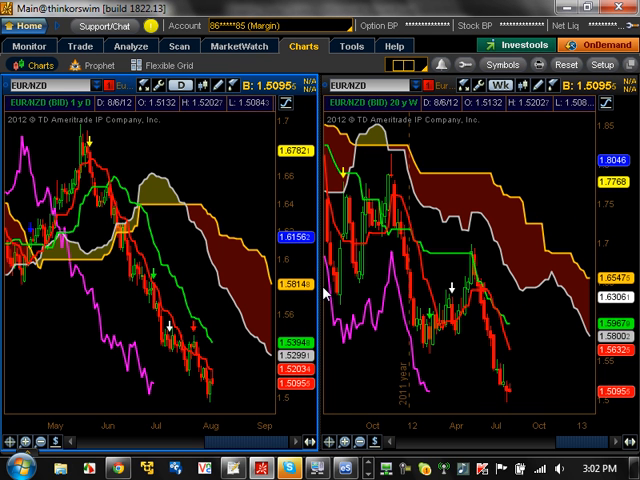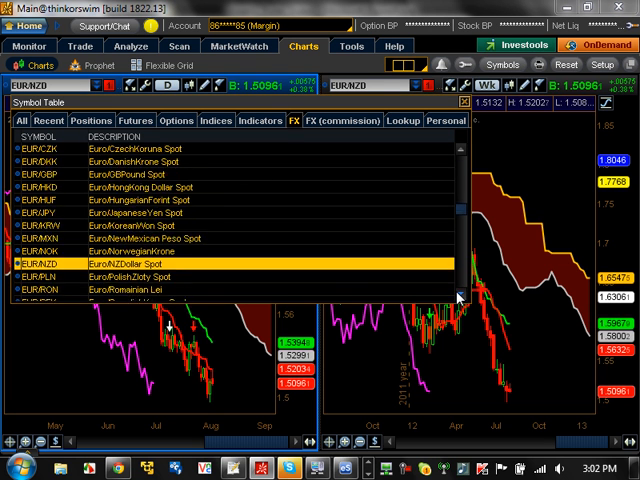Euro New Zealand is bearish trending on both daily and weekly, so nothing really to talk about on that one there.